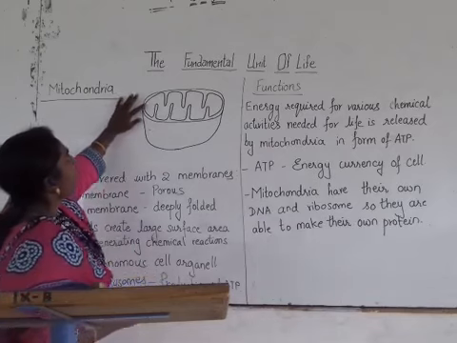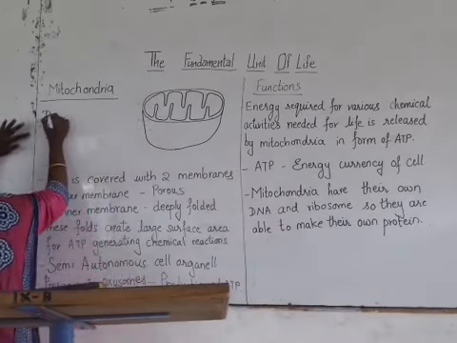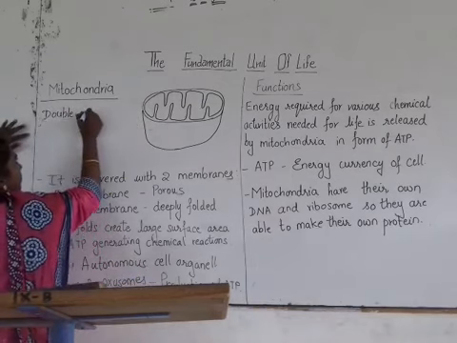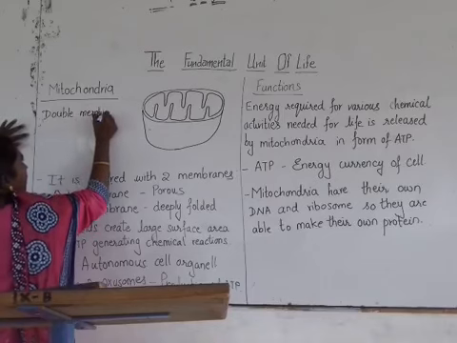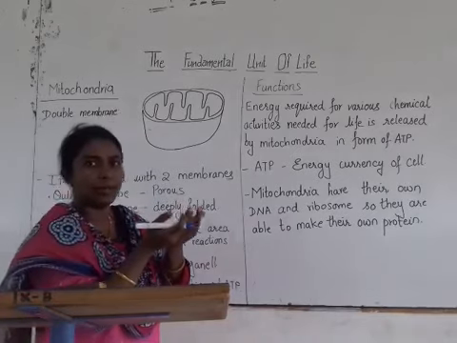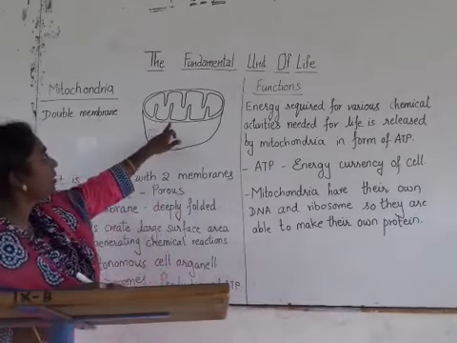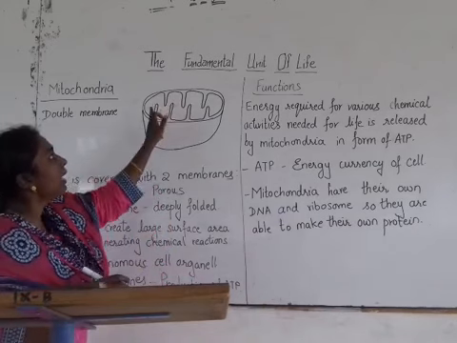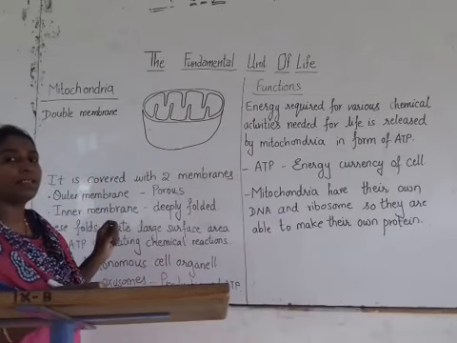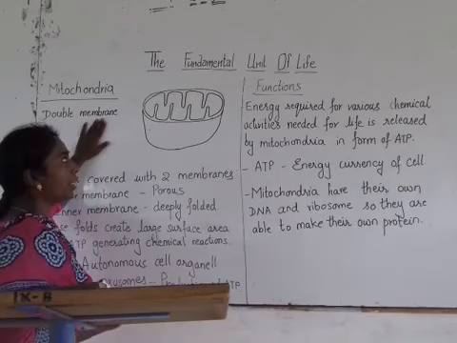Now, can you see there are two layers in mitochondria? Since it is having two layers, it is called as double membrane organelle. Till now we have seen the organelles which are having a single layer outside, right? But mitochondria is having two layers. One is the outer layer and one is the inner layer, which is folded, right? That is why mitochondria is consisting of two layers and it is called as a double membrane cell organelle.